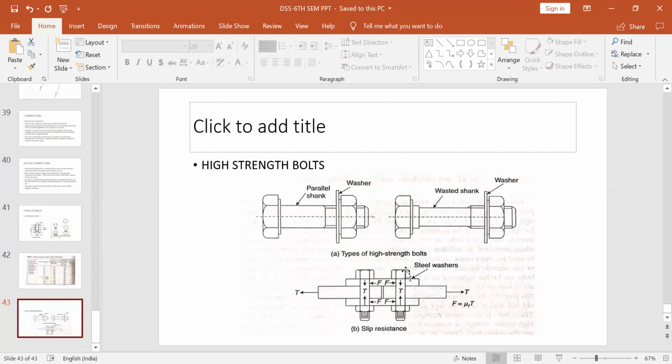The advantages of using HSFG bolts. Nowadays, unfinished bolts or unturned bolts have been replaced by HSFG bolts for heavy loads in industrial buildings and steel structures.